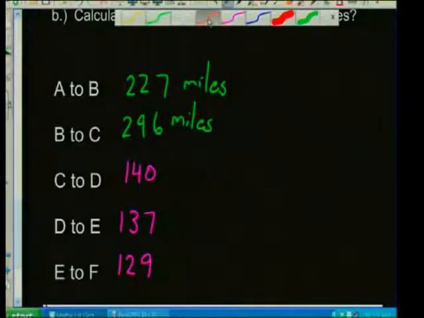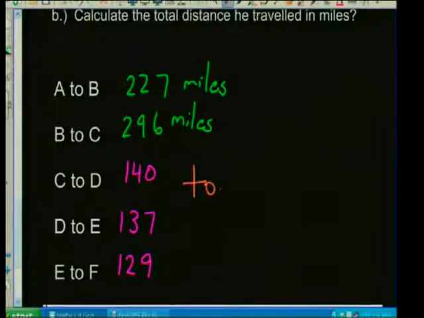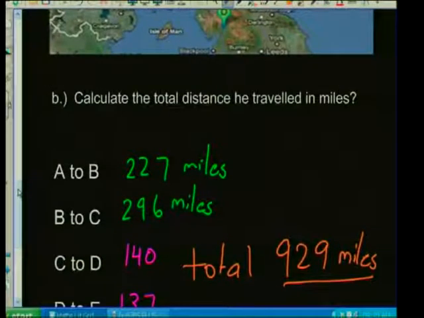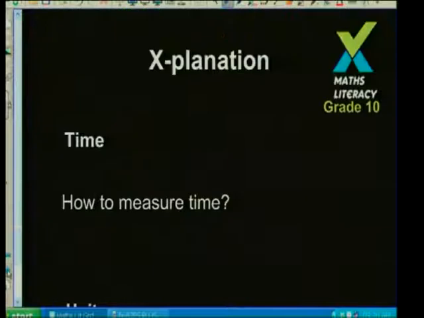So let's put my answer in. We've got total of 929, and what were those? Those were miles. So don't forget to add your unit. Have we answered the question? It says calculate the total distance he traveled in miles. We've done that perfectly. So next part of our question, I had a table there.